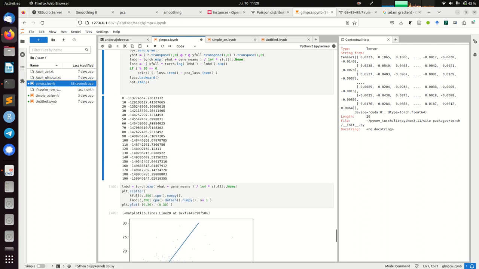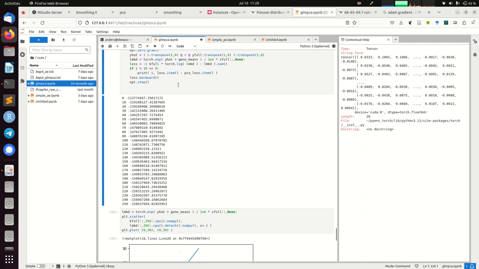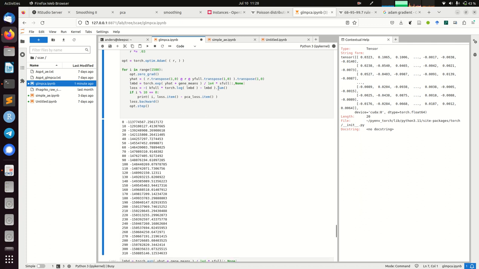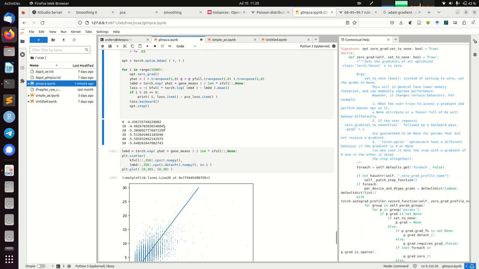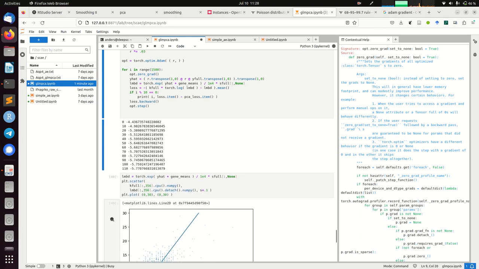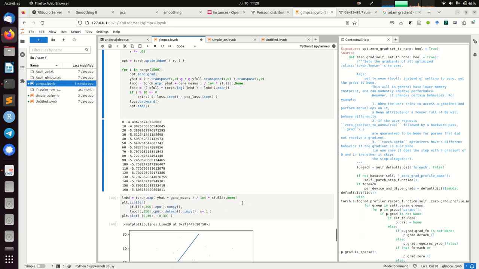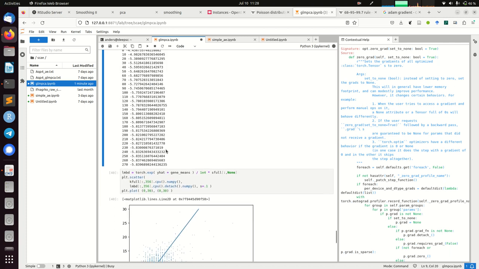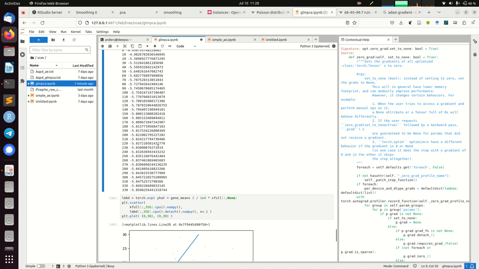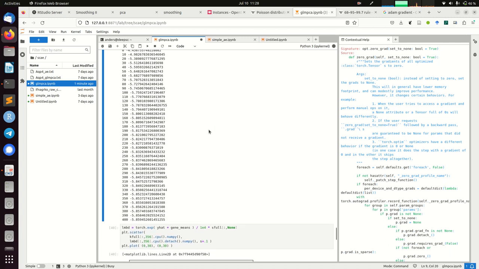And I get quite a reasonable result. Let me calculate the loss not as sum but as mean, so we have a better feeling of what's going on here. Here, 4, 3, minus 5, minus 6, minus 7, minus 8. Let's go on a bit and maybe run it up to 1000 or something so that we get a decent fit.